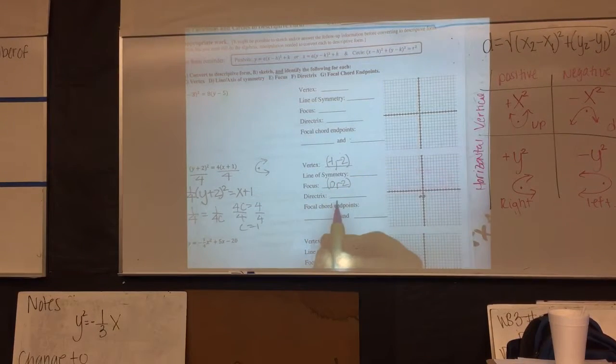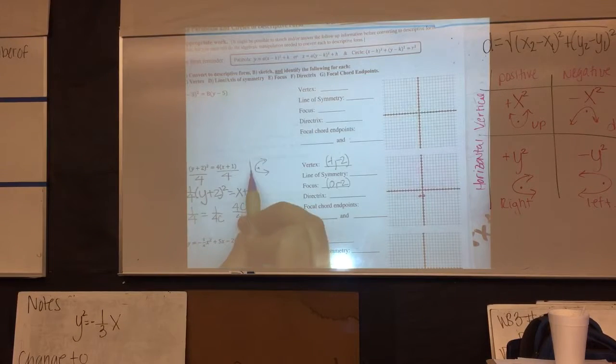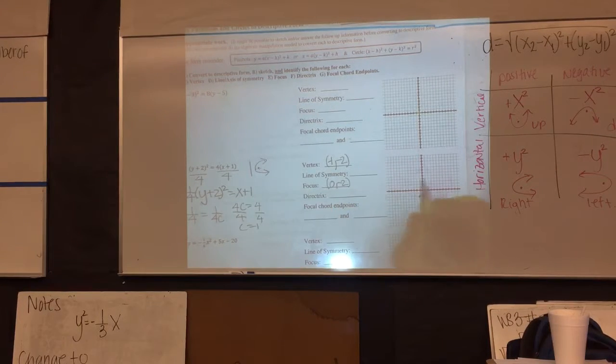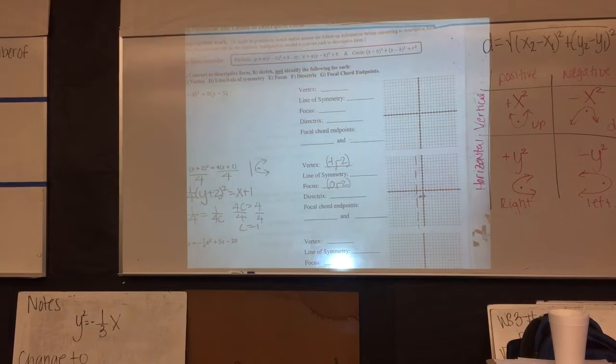And then the directrix is the vertical line that is equal distance from the vertex and the focus. And so if this is right 1, then the directrix is left 1, and it's a vertical line. The directrix is an equation of a line, so it's always x equals for a vertical, and so that's x equals -2.